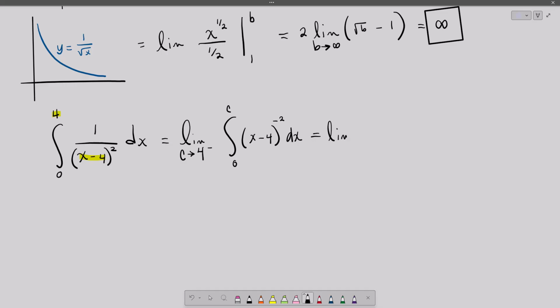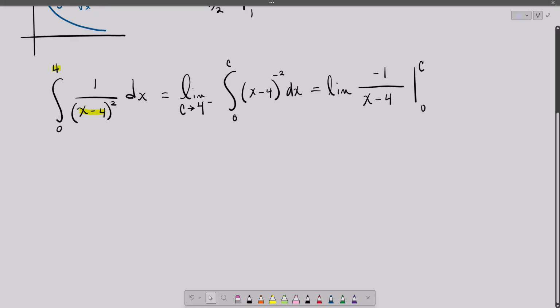So limit, we can do this integration now. We add 1 to the exponent, divide by the new exponent. So when we do that, we end up with this. So adding 1 gives a negative 1, dividing by negative 1. We can pull the negative 1 out if we want. It does not matter. Let's just leave it in this time. So we will have limit as c goes to 4, not infinity.